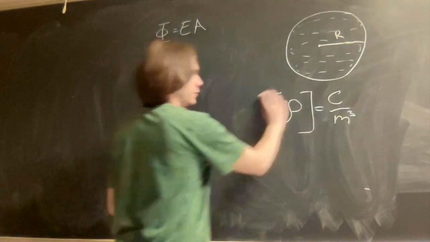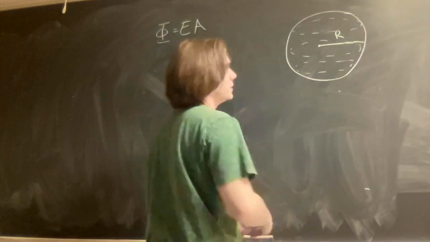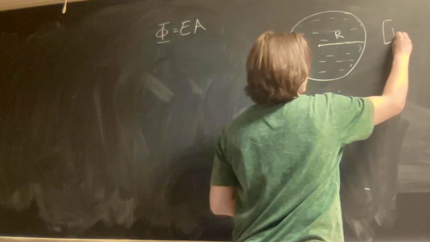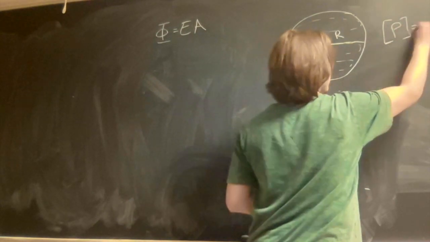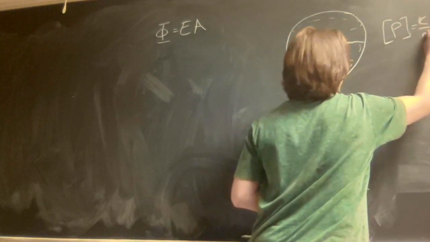I'm going to go ahead and erase this because it's in the way. I'll write it up here. That's a rho, but whatever. Coulombs per meter cubed. Okay.